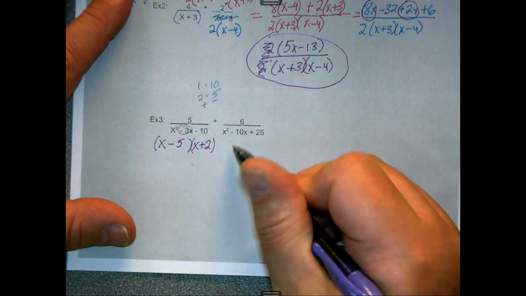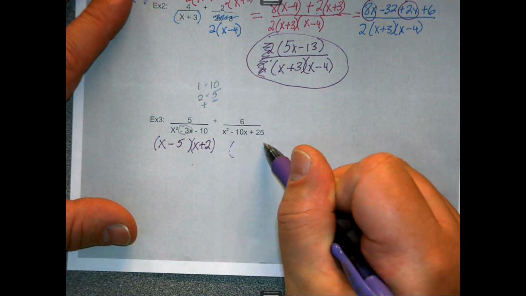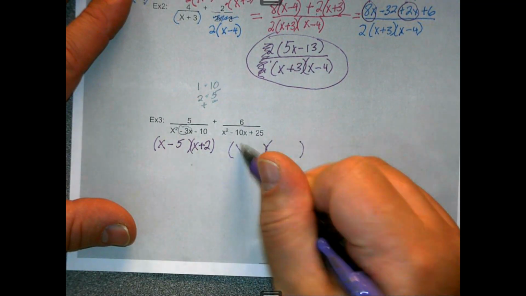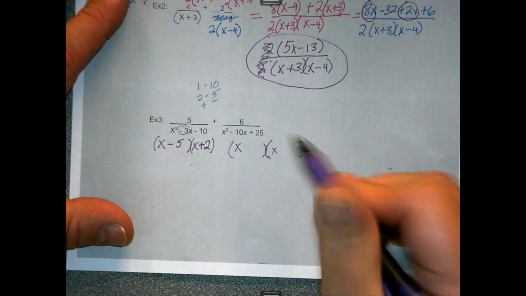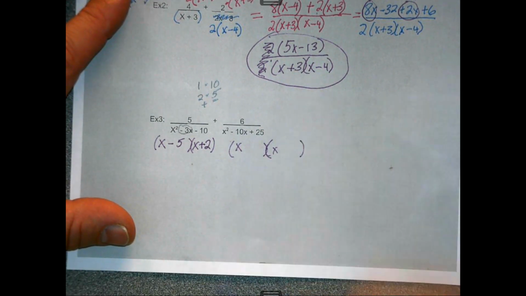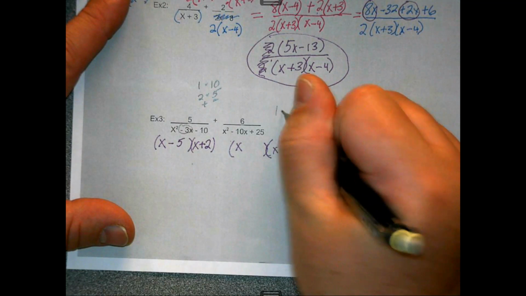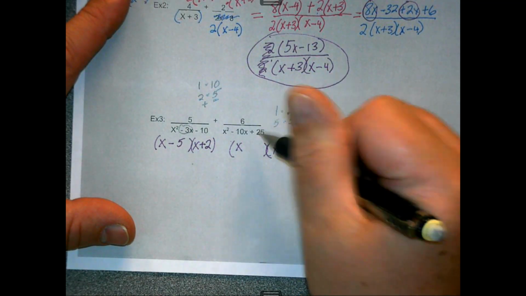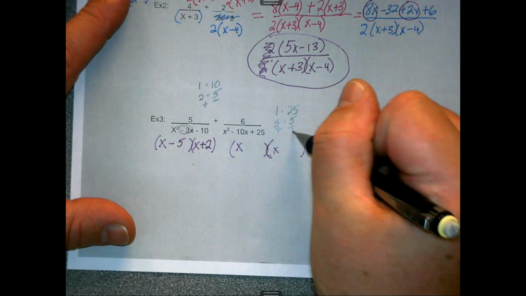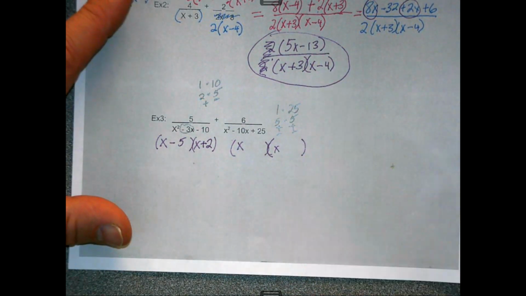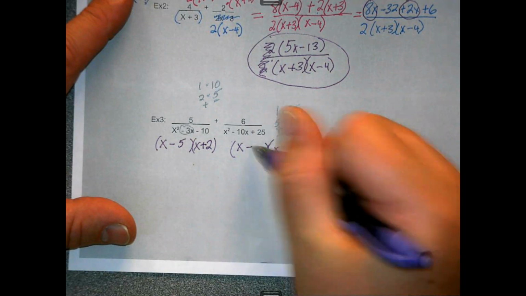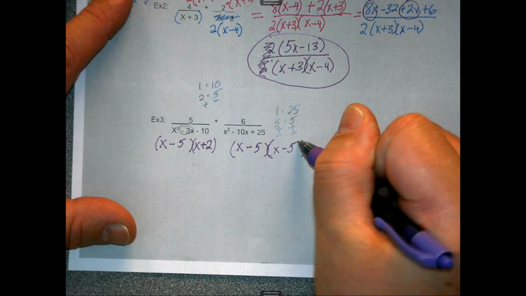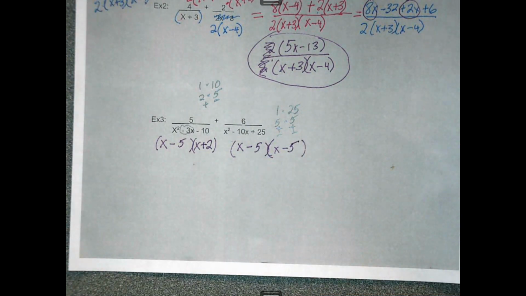We factor this one. See, x times x. This is positive. Factors of 25: 1 times 25, 5 times 5. They're either both positive or both negative, and they're going to be both negative. Good. Negative 5, negative 5. So we factor it as x minus 5, x minus 5.